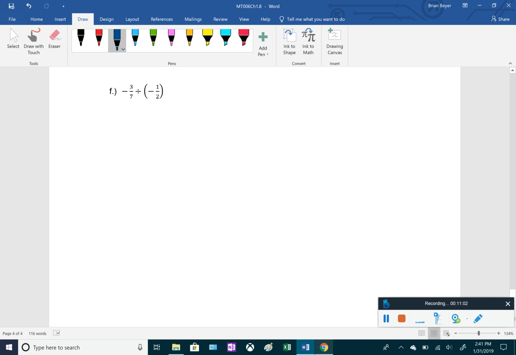Last one, we're dividing fractions. So this is going to be the keep, change, flip. Before I even change the multiplication, I'm going to recognize that we have two negatives. We're dividing two negatives, so they're going to cancel off. So I'm just going to rewrite this as 3/7 divided by 1/2, to make it a little cleaner for us. So now we can do the keep, change, flip.